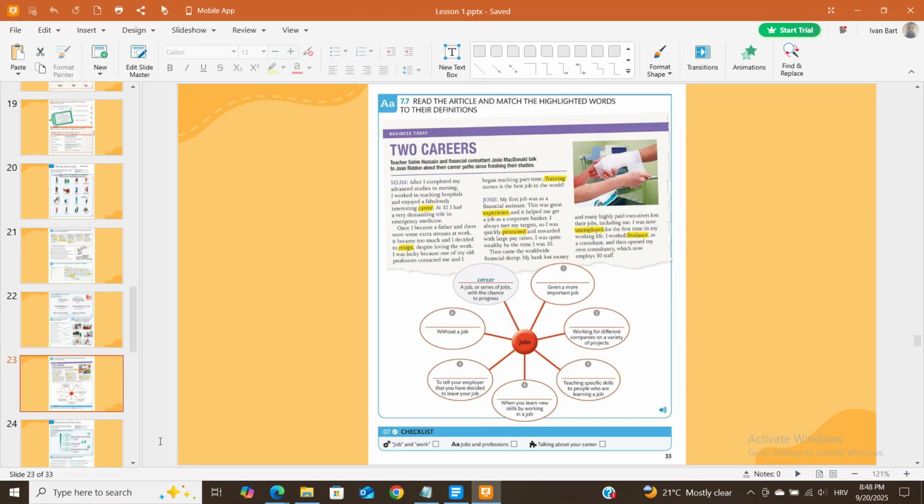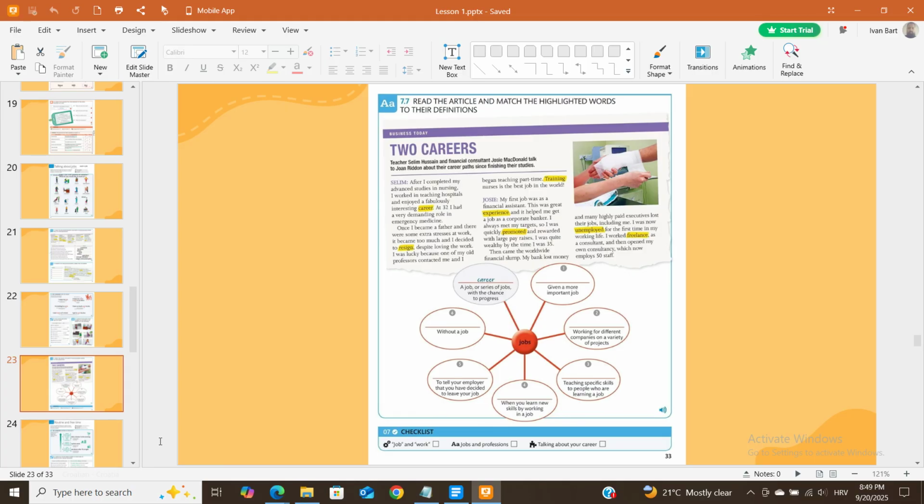Josie: My first job was as a financial assistant. This was great experience and it helped me get a job as a corporate banker. I always met my targets, so I was quickly promoted and rewarded with large pay raises. I was quite wealthy by the time I was 35. Then came the worldwide financial slump. My bank lost money, and many highly paid executives lost their jobs, including me. I was now unemployed for the first time in my working life. I worked freelance as a consultant and then opened my own consultancy, which now employs 50 staff.